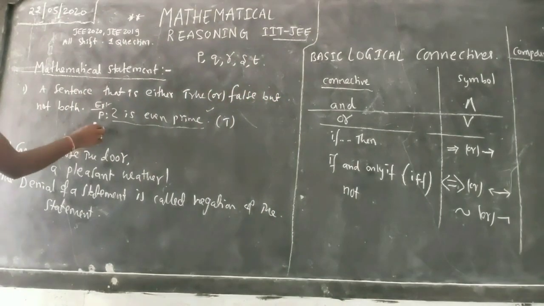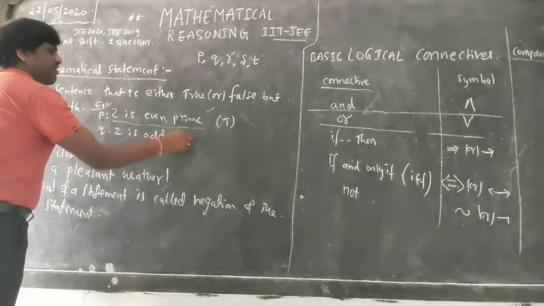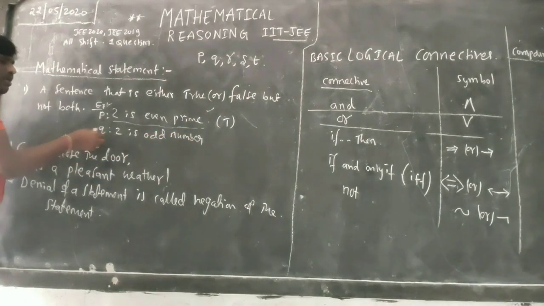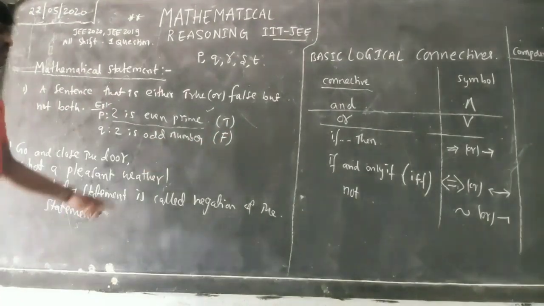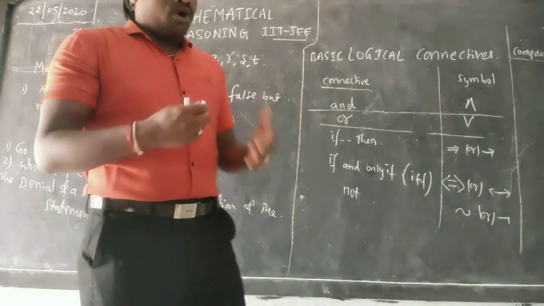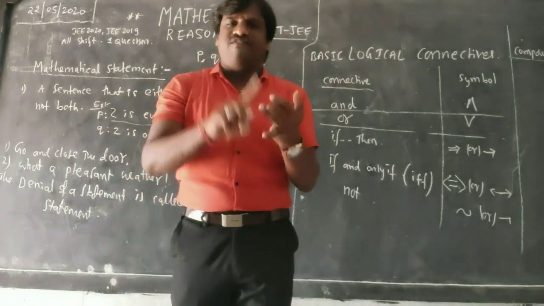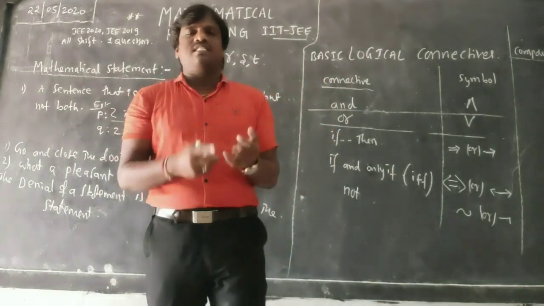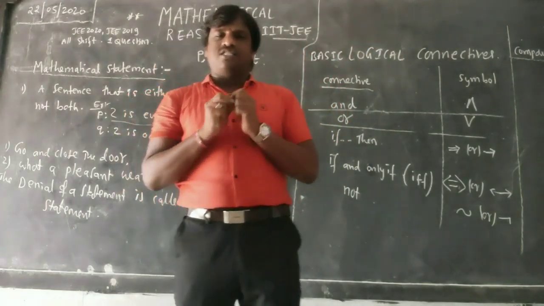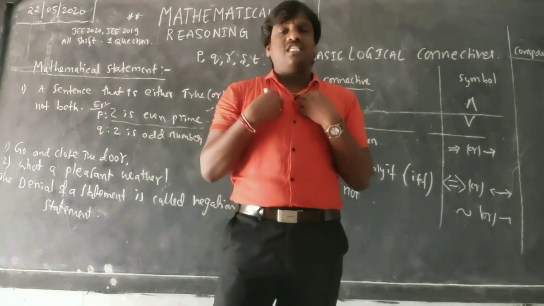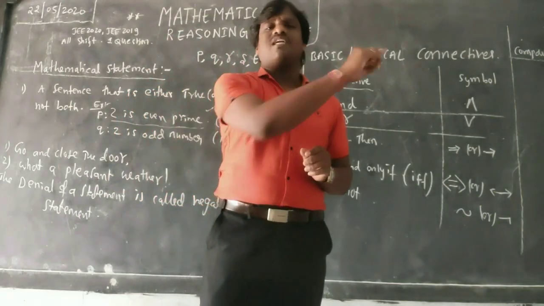If I say a statement, 2 is an odd number, is this sentence true or false? It is a false statement. It's a false sentence. So what I want to say here is a mathematical statement can be true, can be false. If I can judge a sentence as true or false, that is called a mathematical statement. If I cannot judge whether it is true or false, that is not a mathematical statement. That is not at all a statement.